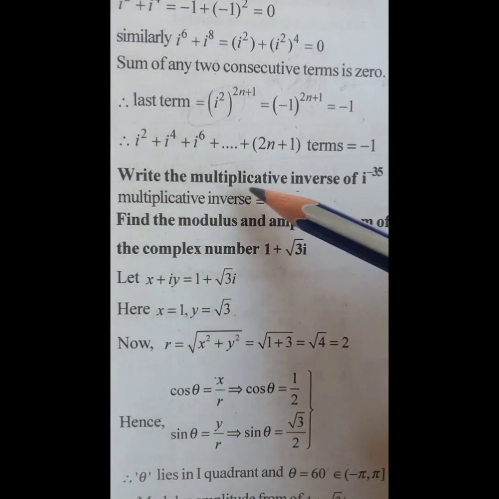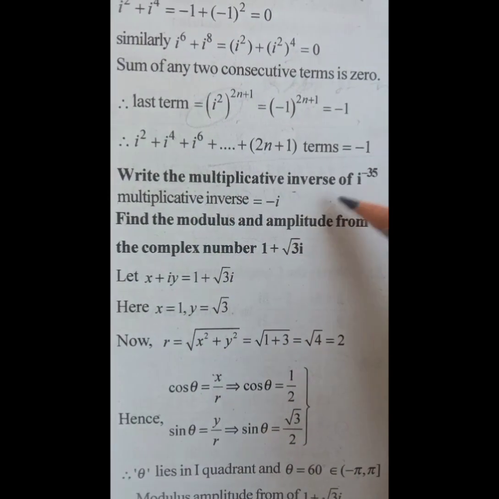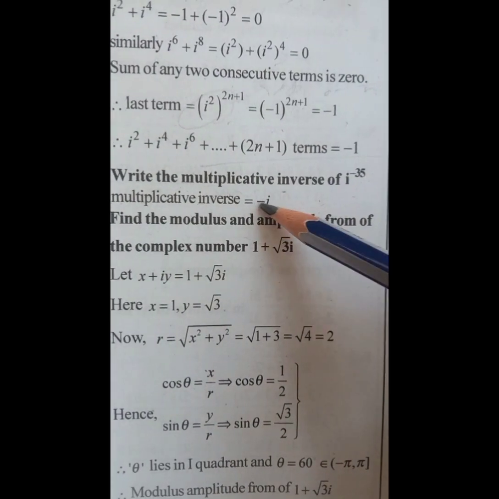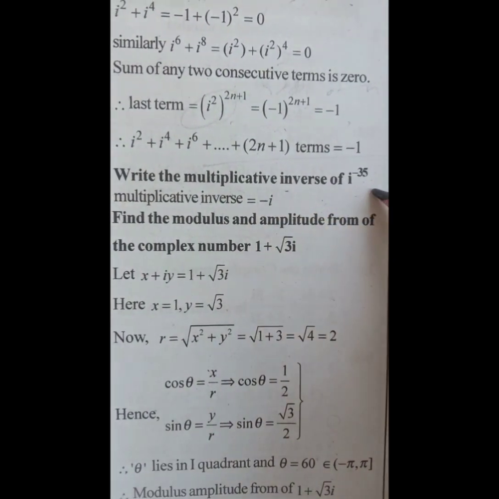This is a tricky question. Write the multiplicative inverse of i power minus 35. 35 is the odd number, so simply you can write minus i. For even, it is plus i.